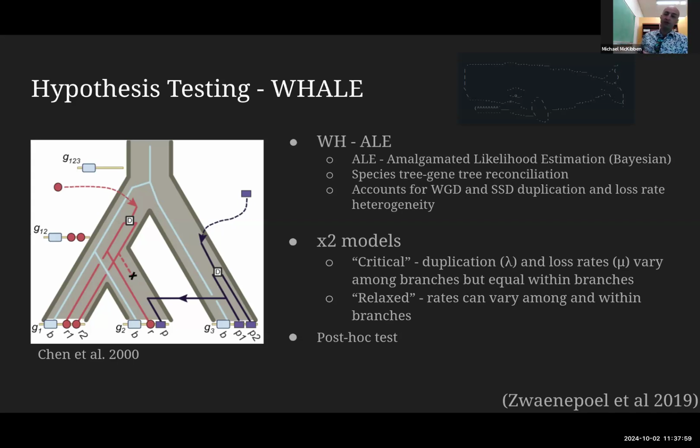In Whale, there's 2 models you can choose from. There's a critical model, which allows the duplication and loss rates to vary among branches, but equal within, and a biologically more realistic, but also computationally expensive model called the relaxed model, which allows these rates to vary both among and within. One caveat to Whale is you need some pre-generated WGD hypotheses to place on the tree, so it can operate somewhat akin to a post hoc test.